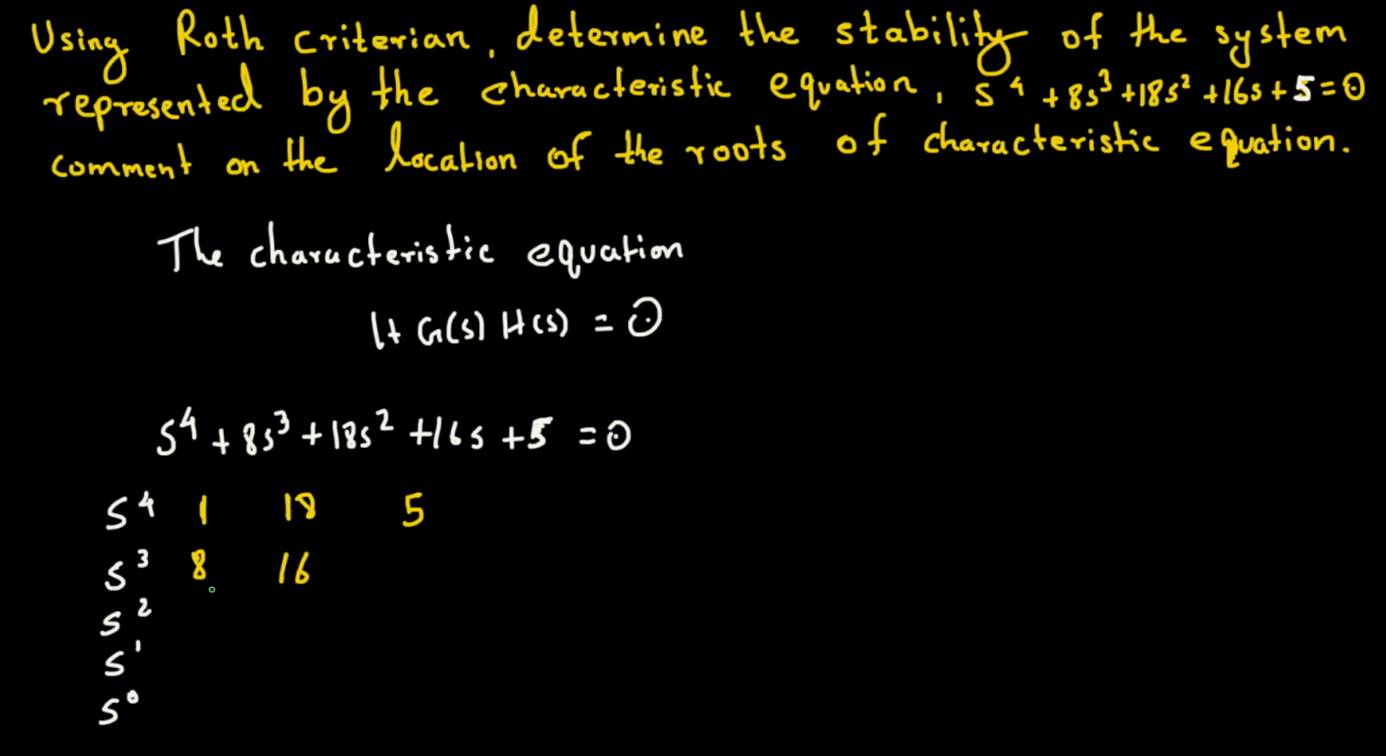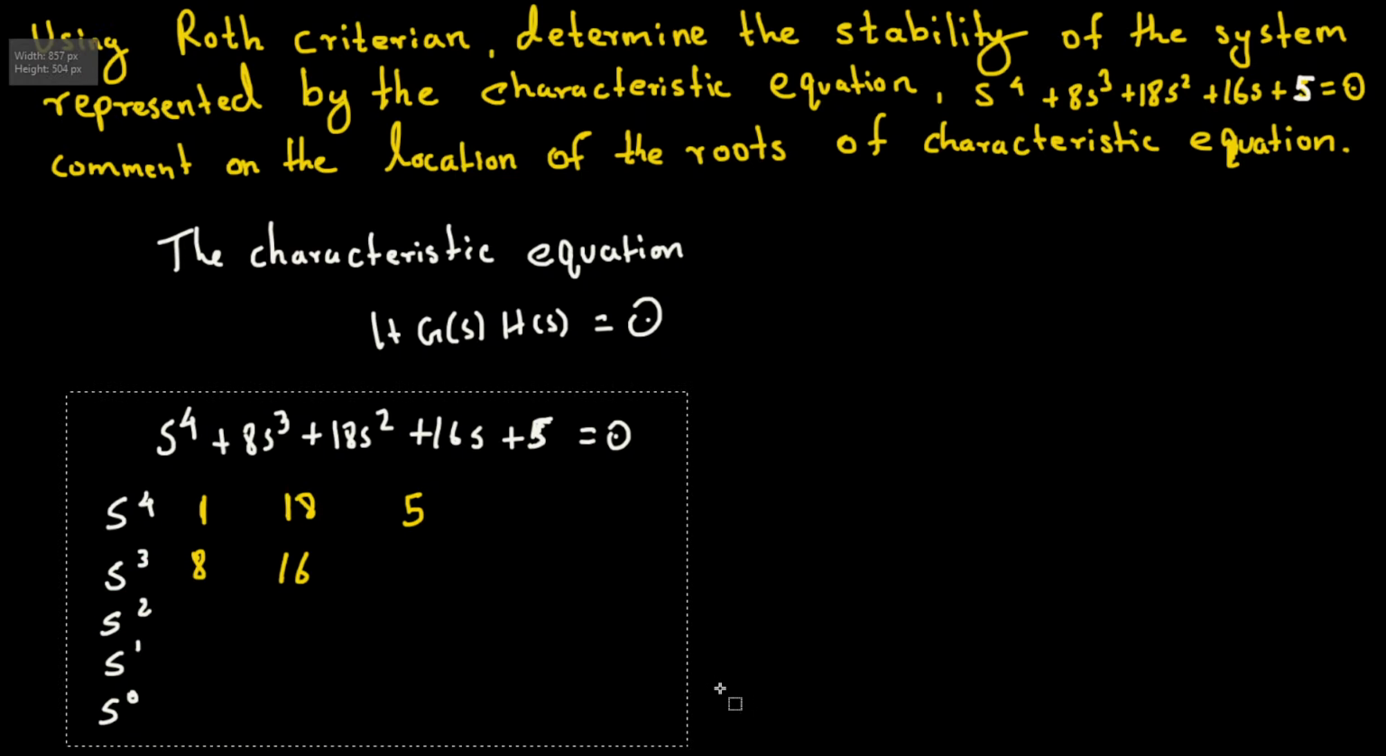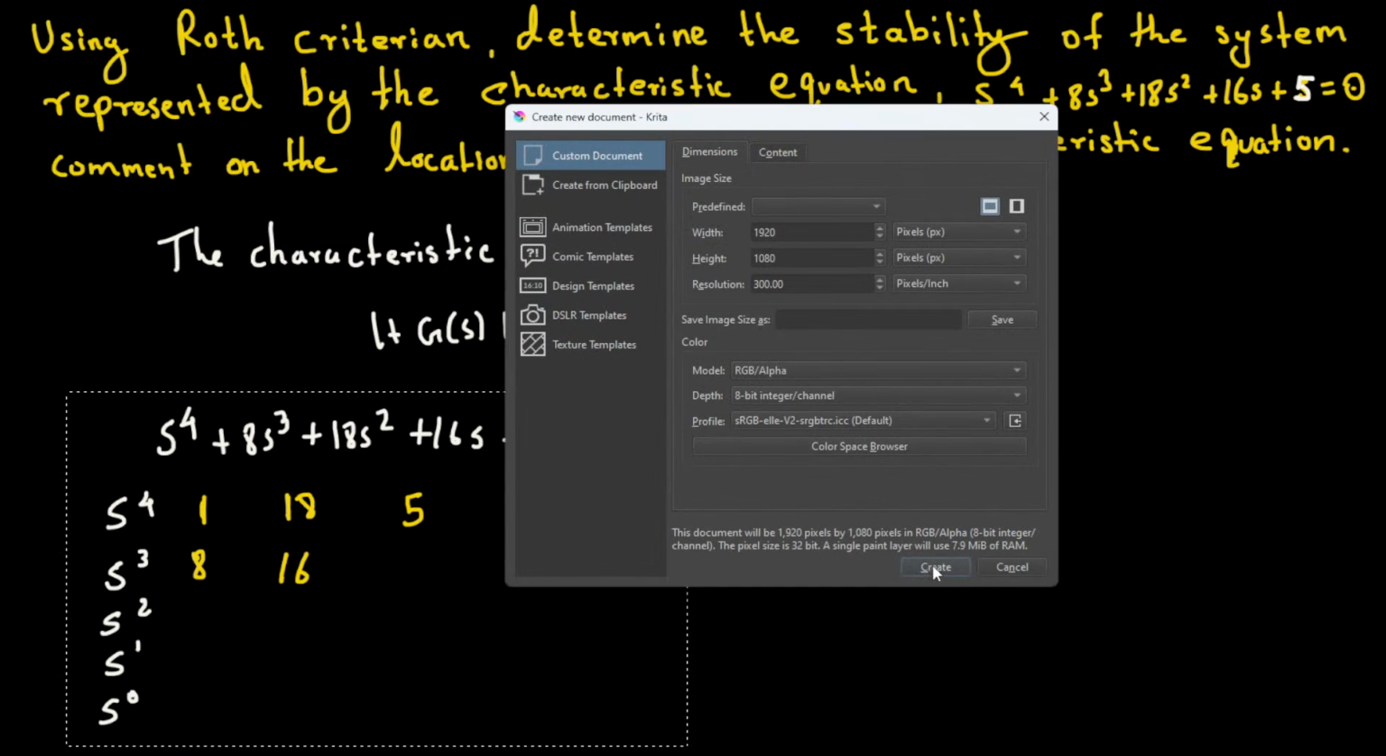But here we have to do one thing. We cannot go to the next step yet, because I can see I can simplify this row further. If you see, 8 and 16 are multiples of each other, so we can simplify this further. In order to do that, it's better to do it on the next page, since we are lacking space here. I bring this to the next page.